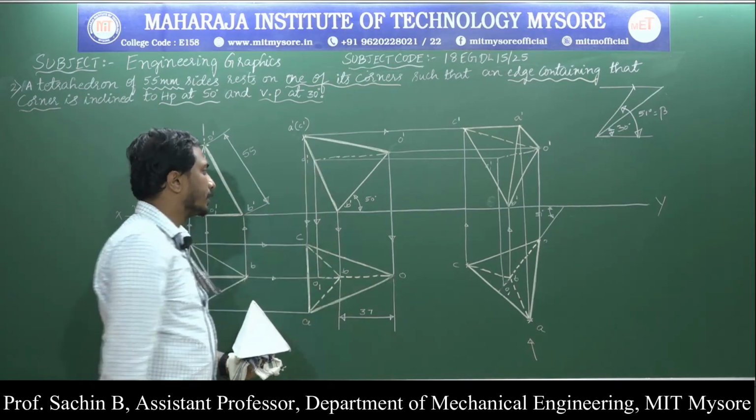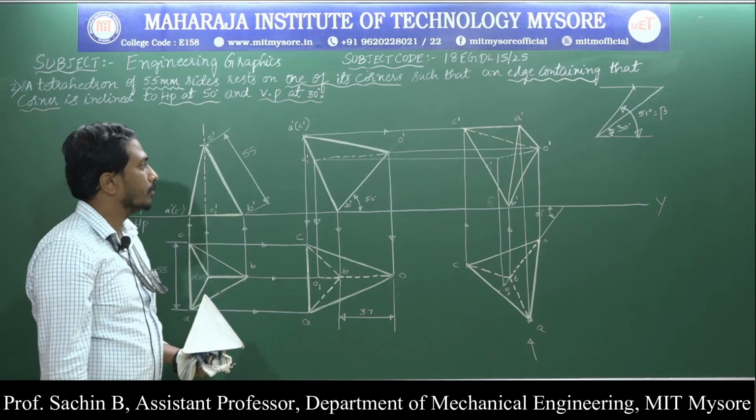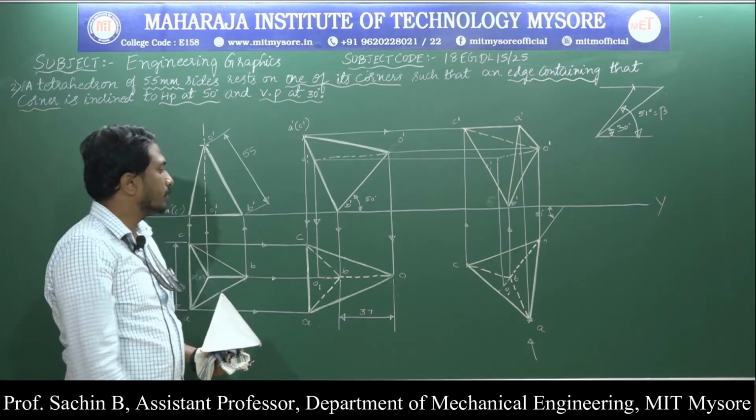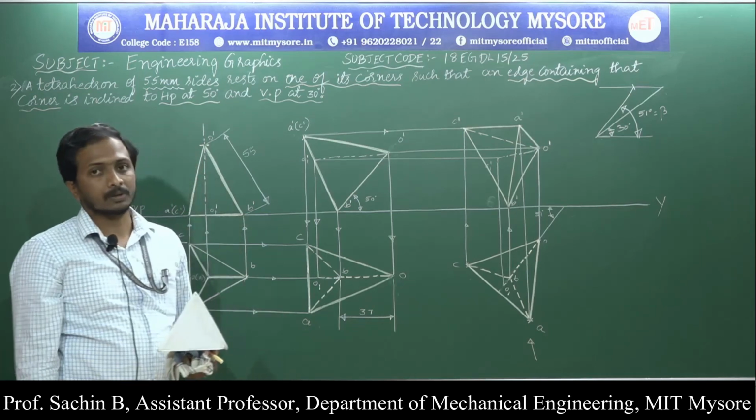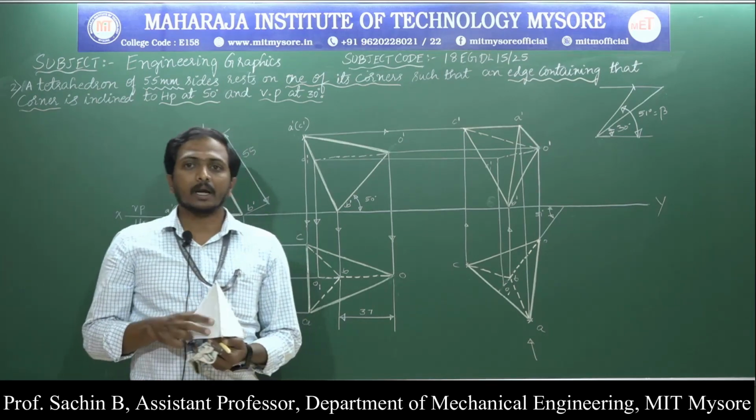Next, I incline that object to 50 degrees by resting on the corner itself. I draw the top view. Again, the same thing in the last position. This is about the tetrahedron problem.